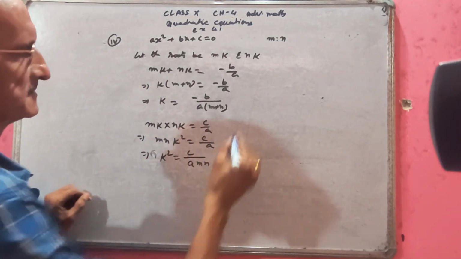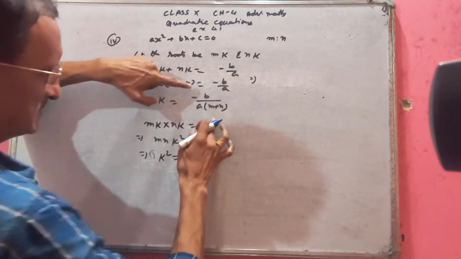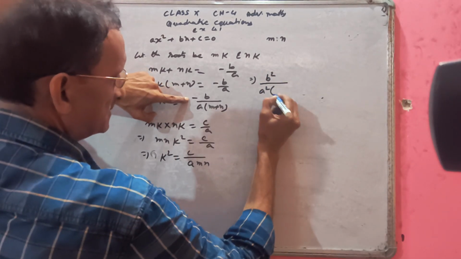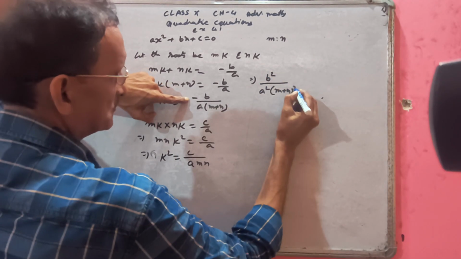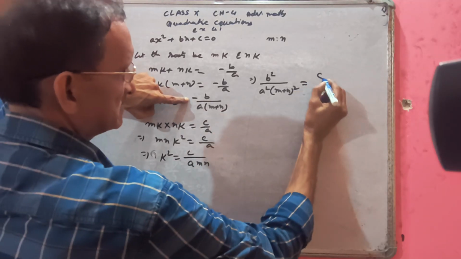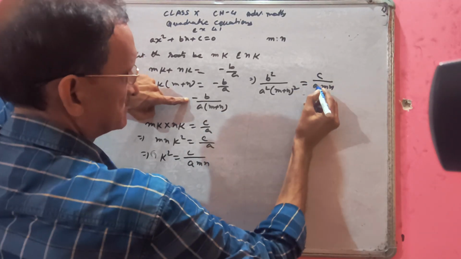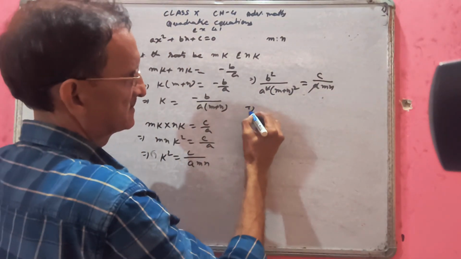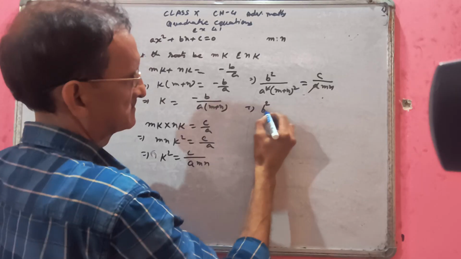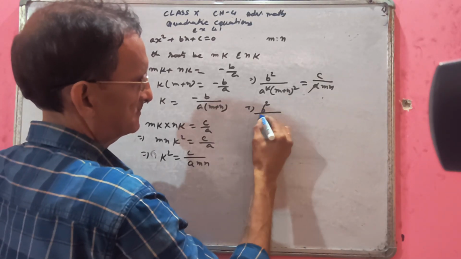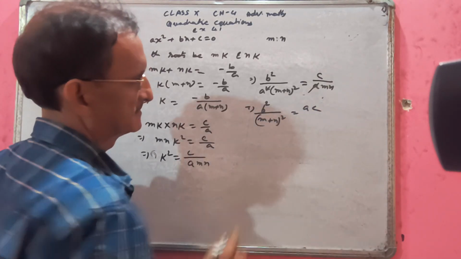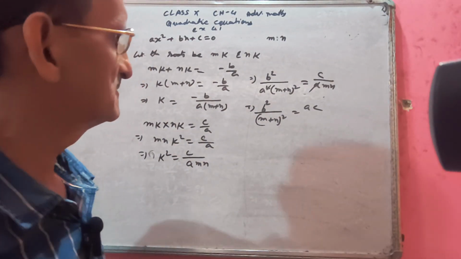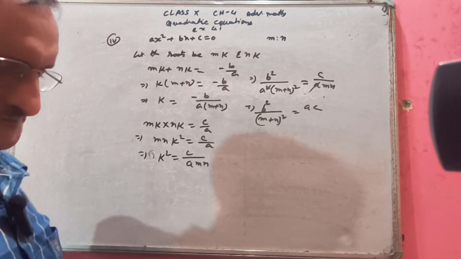Put the value of k. K value is this, and k square means minus square is plus. So b square by a square into m plus n whole square is equal to c by a mn. So a can cancel. So what we will get? B square by m plus n whole square equal to ac. Or it can be written the other way also.